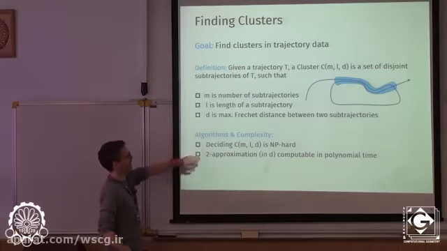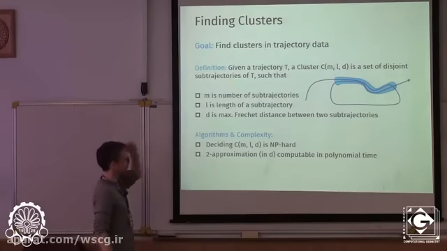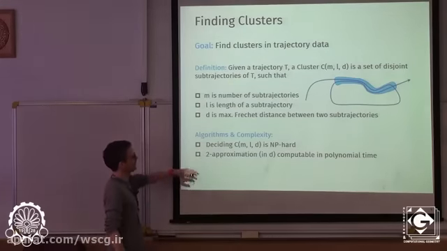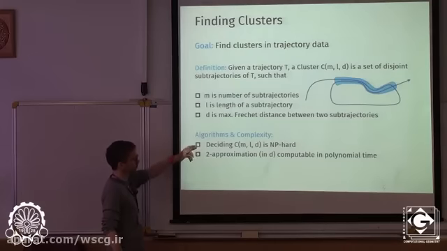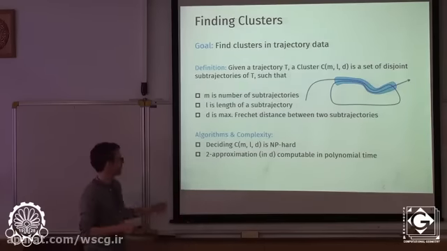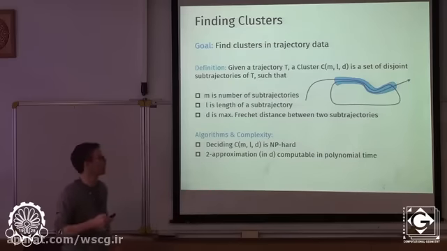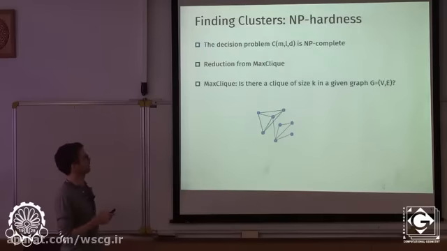So deciding whether such a cluster exists is NP hard. It's actually hard to approximate below a certain value, below 2. But a 2 approximation we can compute in polynomial time. So I would like to start with the NP hardness proof, and the reduction is from Max clique.